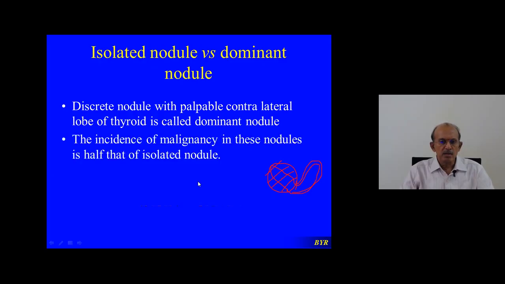What is the significance of this dominant nodule? The incidence of malignancy in these nodules is less than that of an isolated nodule. We have seen the statistics of the isolated nodules, malignant: males 48%, females 24%, if it is a solid lesion. Cystic means males 24%, females 6%. But if this is a dominant nodule, that becomes less.